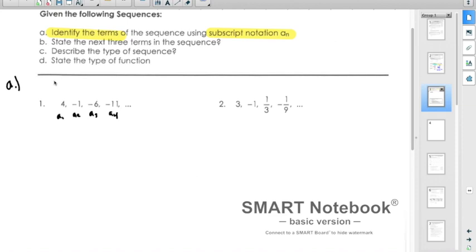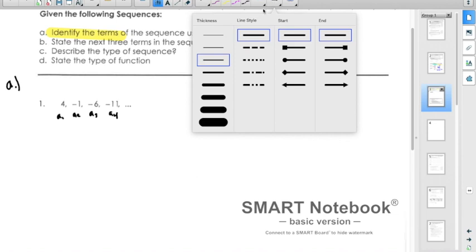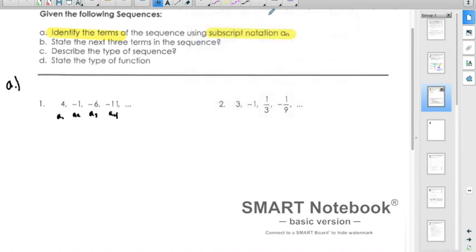Well, I want to figure out, what is the pattern that I'm doing here? How do I get from 4 to negative 1 to negative 6 to negative 11? Hopefully you guys can see we're just subtracting 5 each time, right? Subtract 5, subtract 5, subtract 5.